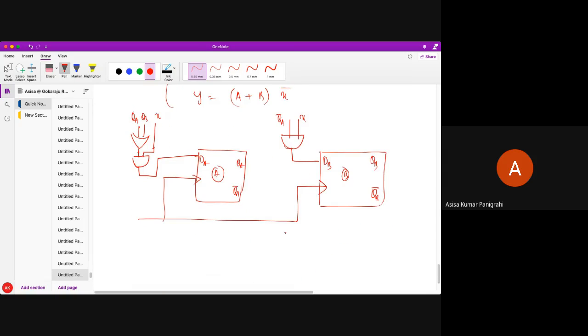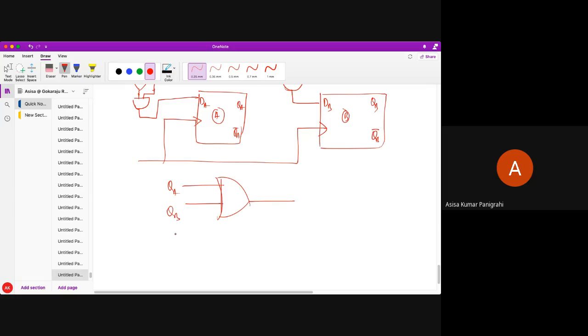And what is my output Y? Output Y is nothing else but QA or QB and X bar. So I have taken QA and QB into an OR gate, and here X bar. I have taken X bar here for the AND gate, which gives Y. So this is my logic diagram, students.